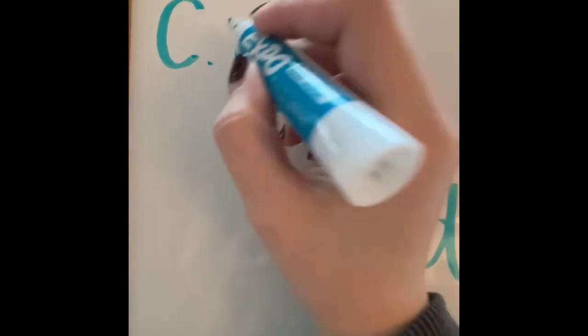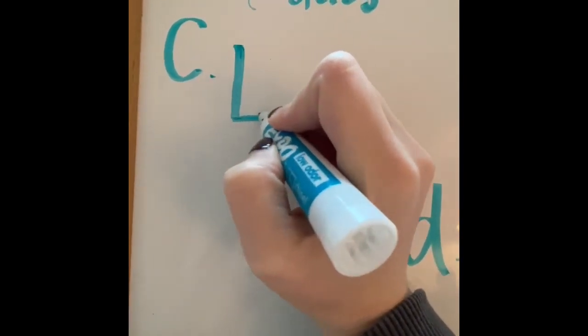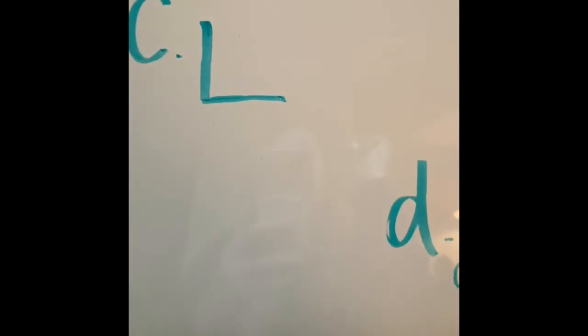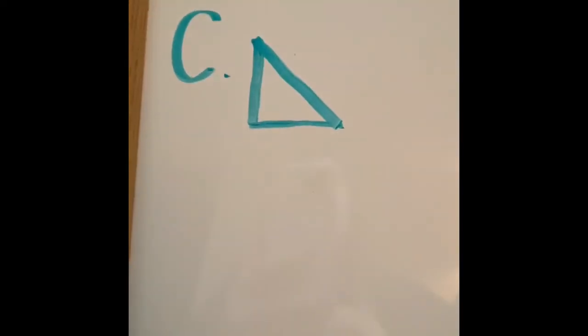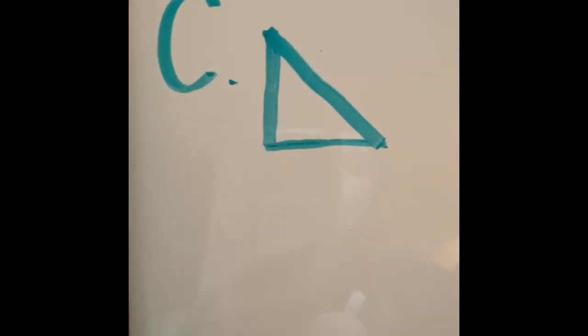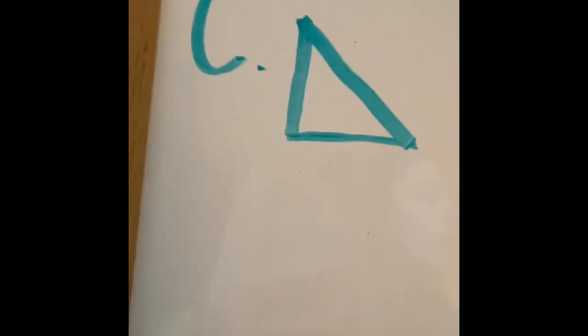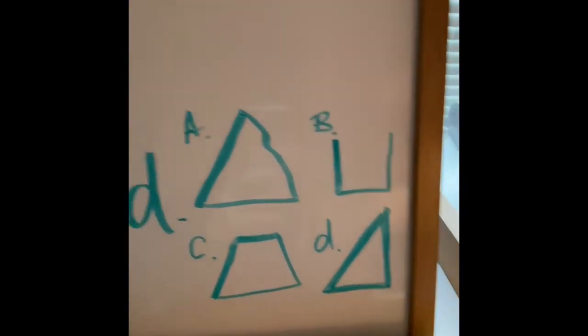So remember, a triangle is a three-sided polygon. So I have two sides right here. In order to make this a right triangle, I need to close the shape by adding one more side. And that's a pretty good right triangle. Nice job, Miss Arend. Now, the last one is D.